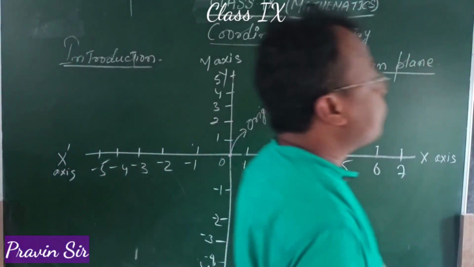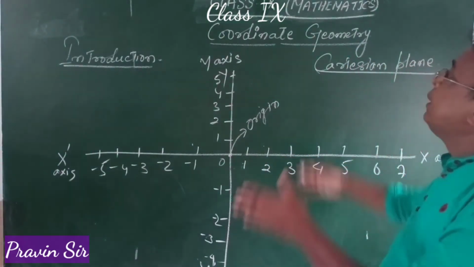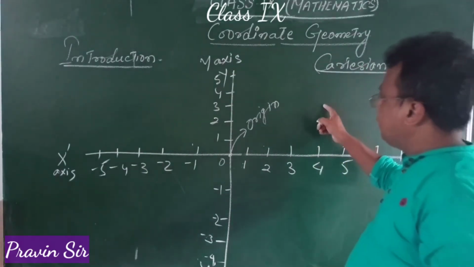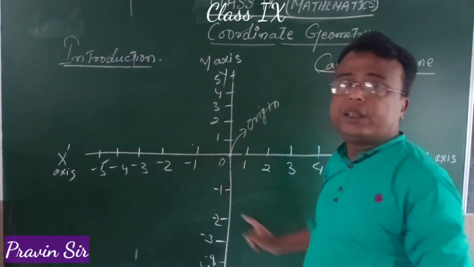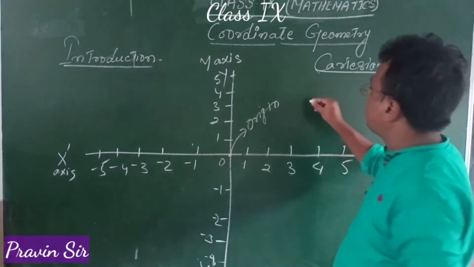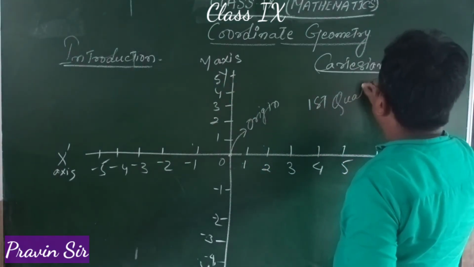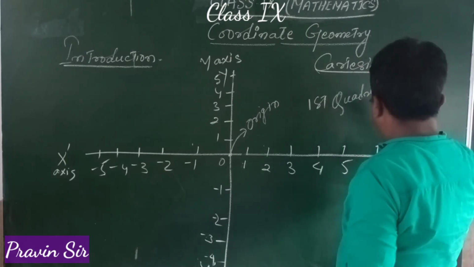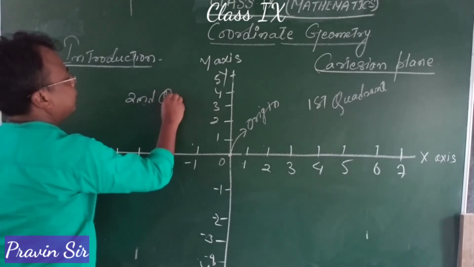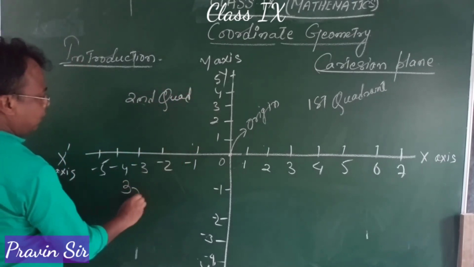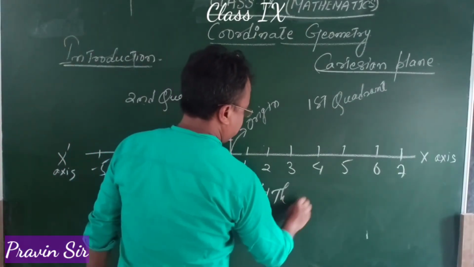And when you draw a Cartesian plane in a plane, you see this plane is divided into 4 parts: first part, second part, third part, fourth part. And these are called quadrants. This place is called the first quadrant. This is called the second quadrant. And this is called the third quadrant, and this is called the fourth quadrant.